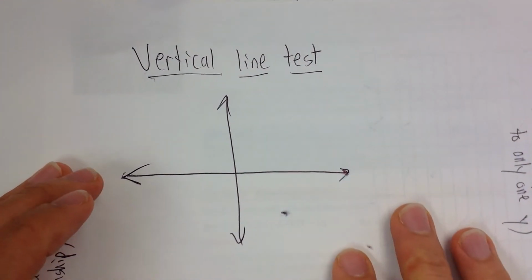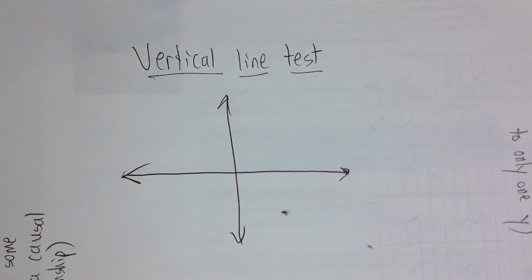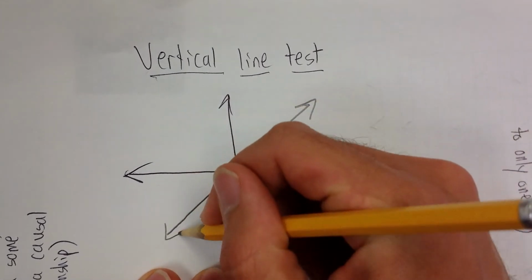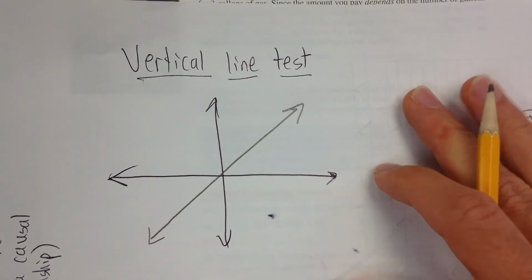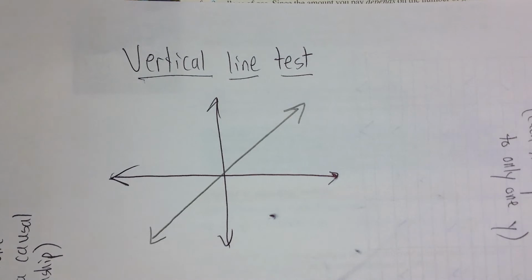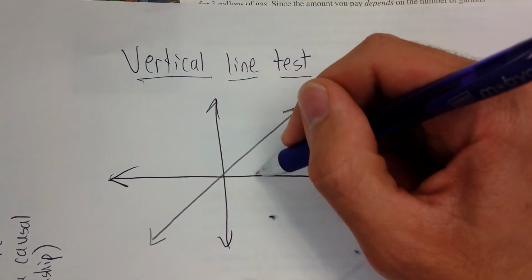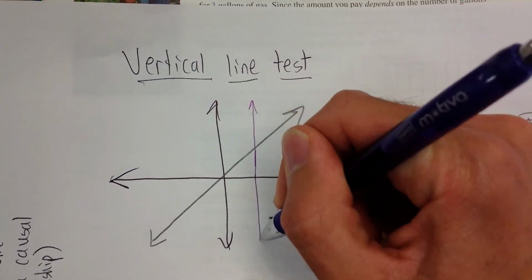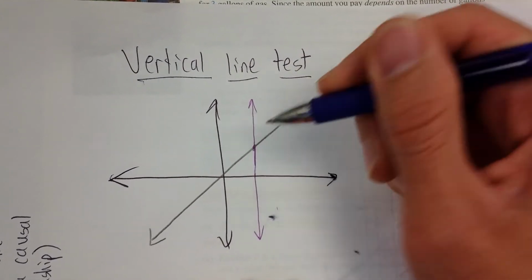So I'll paraphrase what she said. The vertical line test is used to determine if something is a function. So if you had a linear function, for example, this one, no matter what x value you choose, a vertical line will only cross it one time.